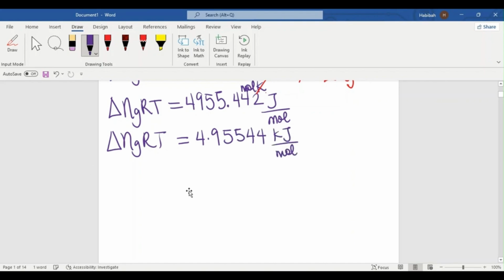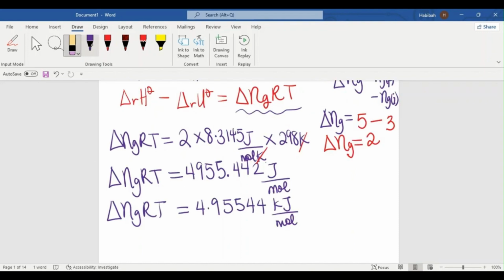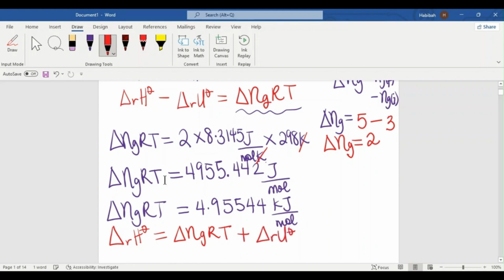So that is basically what is going on here. The next thing we have to do is rewrite the equation up top. So we have the change in enthalpy of the reaction equals the change in the number of gases times the gas constant R times T, plus the change in internal energy of the reaction. So yeah, that's basically it.